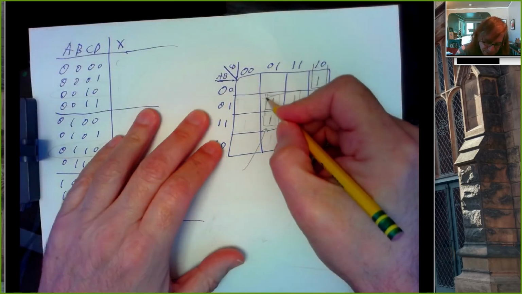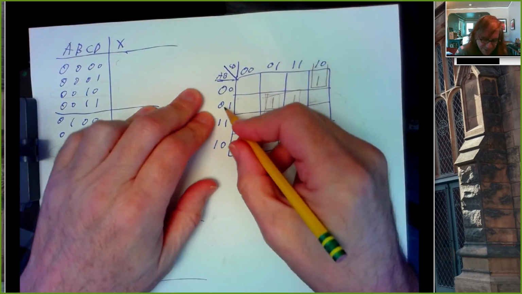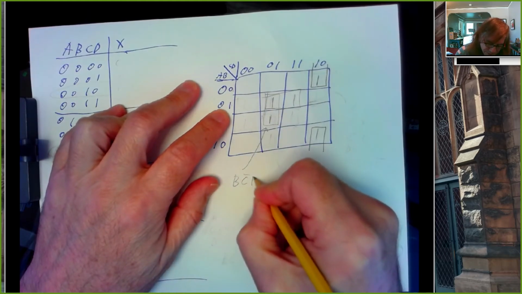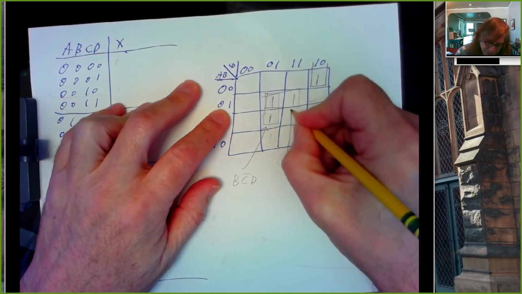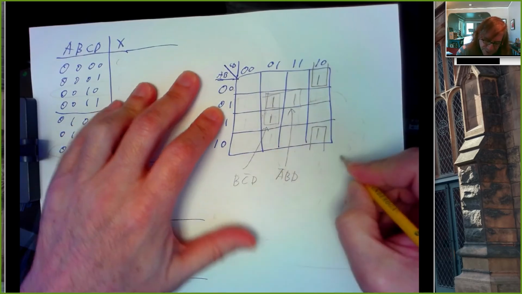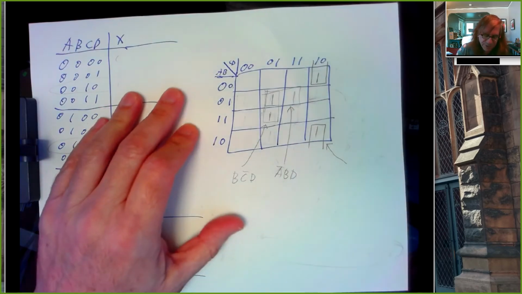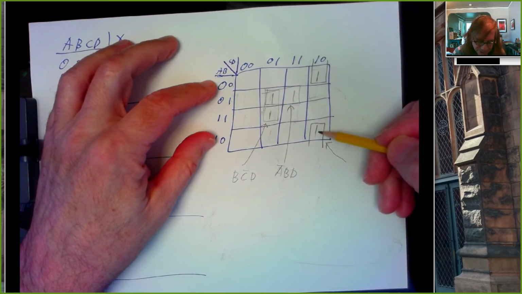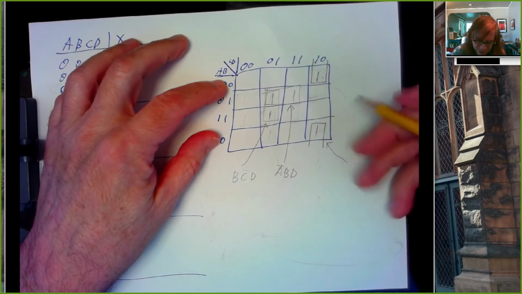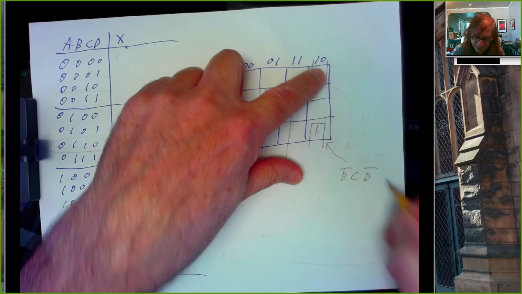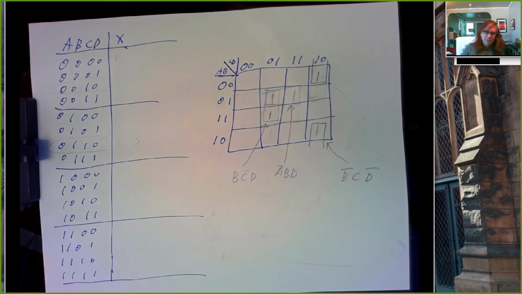All right, so this 2 by 1 rectangle, A doesn't matter, B has to be a 1, C is a 0, D is a 1. And this rectangle here, A is a 0, B is a 1, and D is a 1. But this funny broken rectangle, A could be a 0 or a 1, so A doesn't matter. B has to be a 0 in both cases, and then C is a 1 and D is a 0. And so if we OR those together, that would give us our equation.